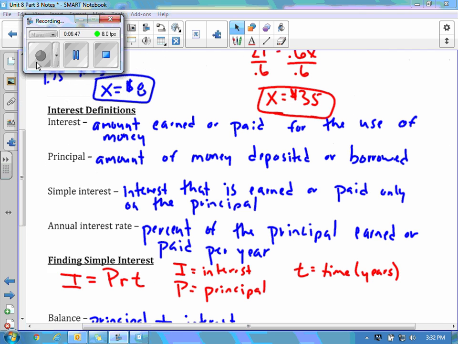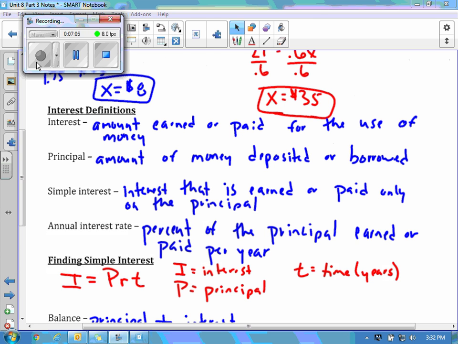So the next couple sections are all about interest. Interest is probably some of the most real-world stuff you'll do in math, but it also is probably some of the most difficult. So there's a bunch of definitions written here. If I was you, I would pause this video right now and just write down all of these definitions.